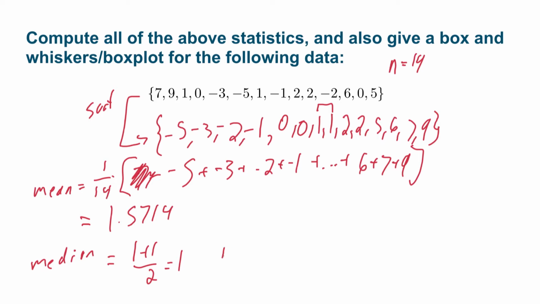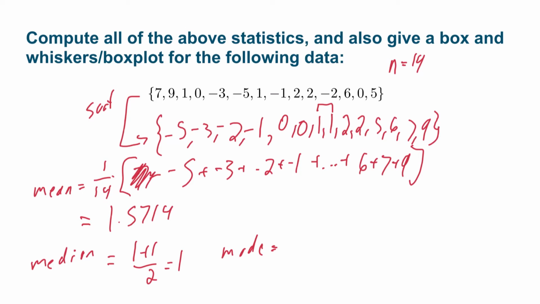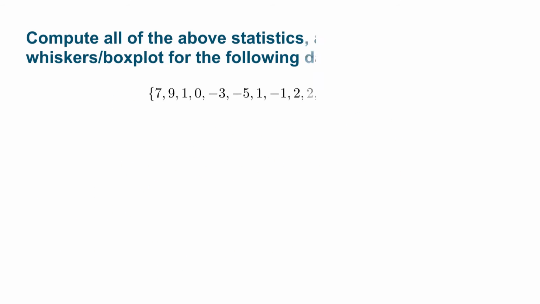And then the mode is interesting in this case because there are multiple values that occur with the same frequency. Notice that 0, 1, and 2 all occur with frequency 2. Every other element occurs with frequency 1. So in this case, we have multiple modes. 1, 0, and 2 are all considered a mode. So I record that. The modes are 0, 1, and 2. Great, so those are my measures of center.